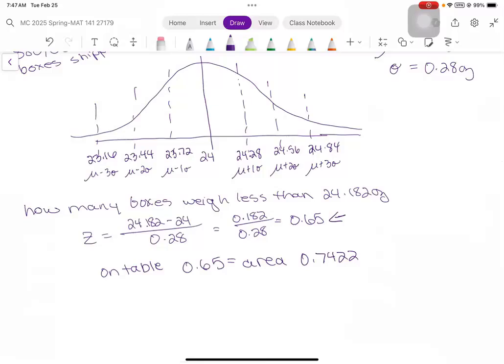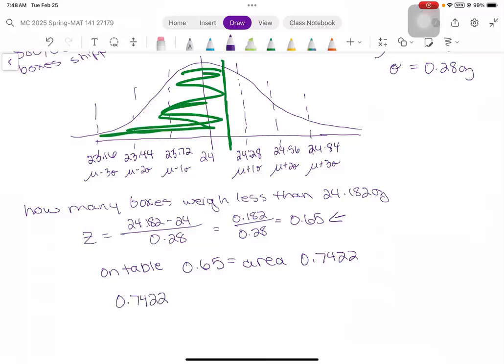So first of all, I'm going to go back to my picture and say, 24.182 is going to be somewhere, I'll use a different color here. And it's going to be all of this area over here. I can tell that that's definitely going to be more than 50% of the area, because from the mean all the way to the bottom would be 50%. So now I'm going to use that number that I just found, 0.7422, and I'm going to multiply it by that 880,000 boxes. And I'm going to do that on my calculator.